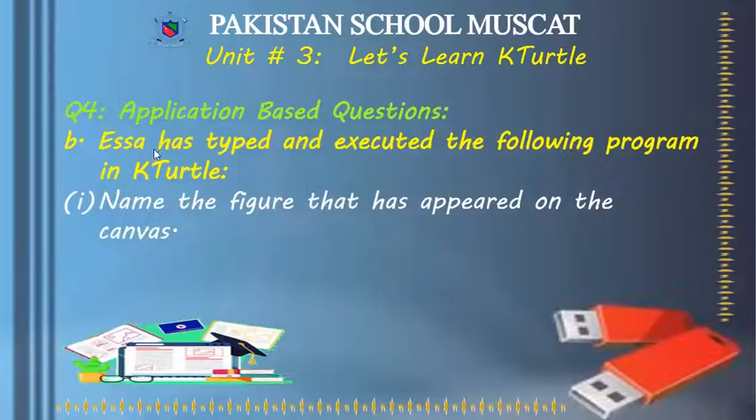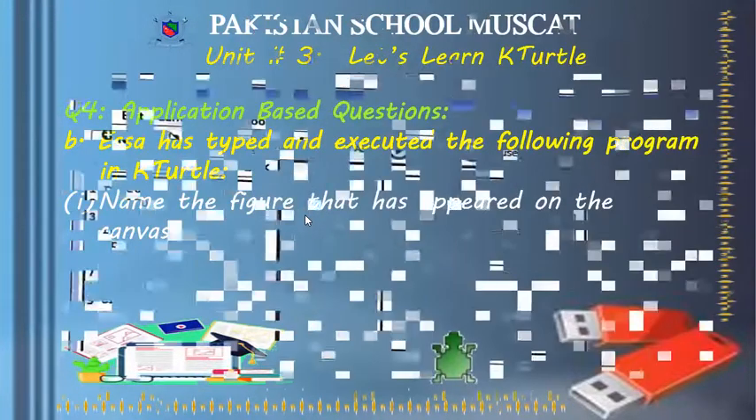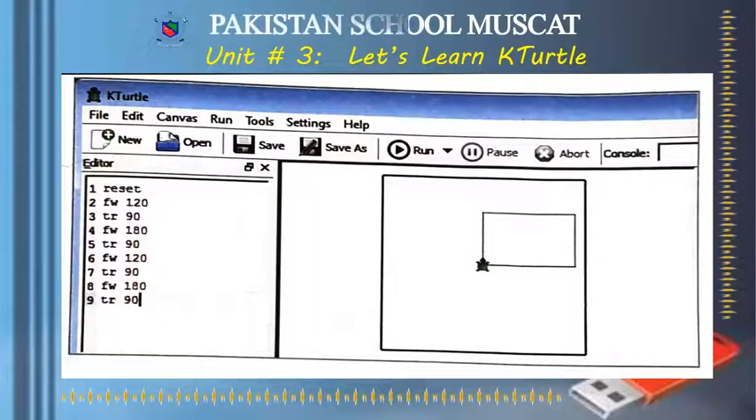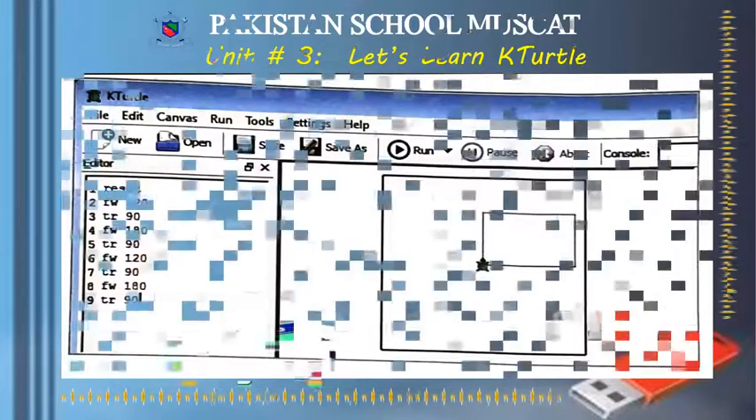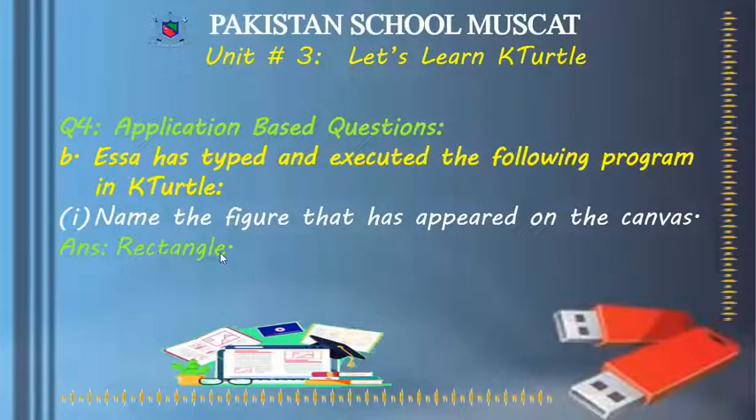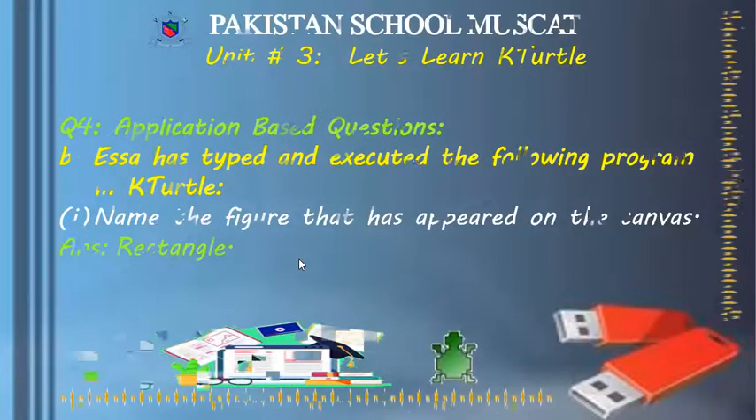Now here we have B part. Isa has typed and executed the following program in KTurtle. Now reading the commands Isa has written, I'm going to show you the figure that appears on the canvas and give me the answers for that one. You can see these are the commands written over here, the reset, then forward command and turning right. And this is the figure once the program has been executed. Yes, that's a rectangle. You simply have to name the shape which Isa has made using these commands. So we will be writing the answer for this question. In the book, you need to write, yes, simply that is a rectangle. With this, we come to the first question.